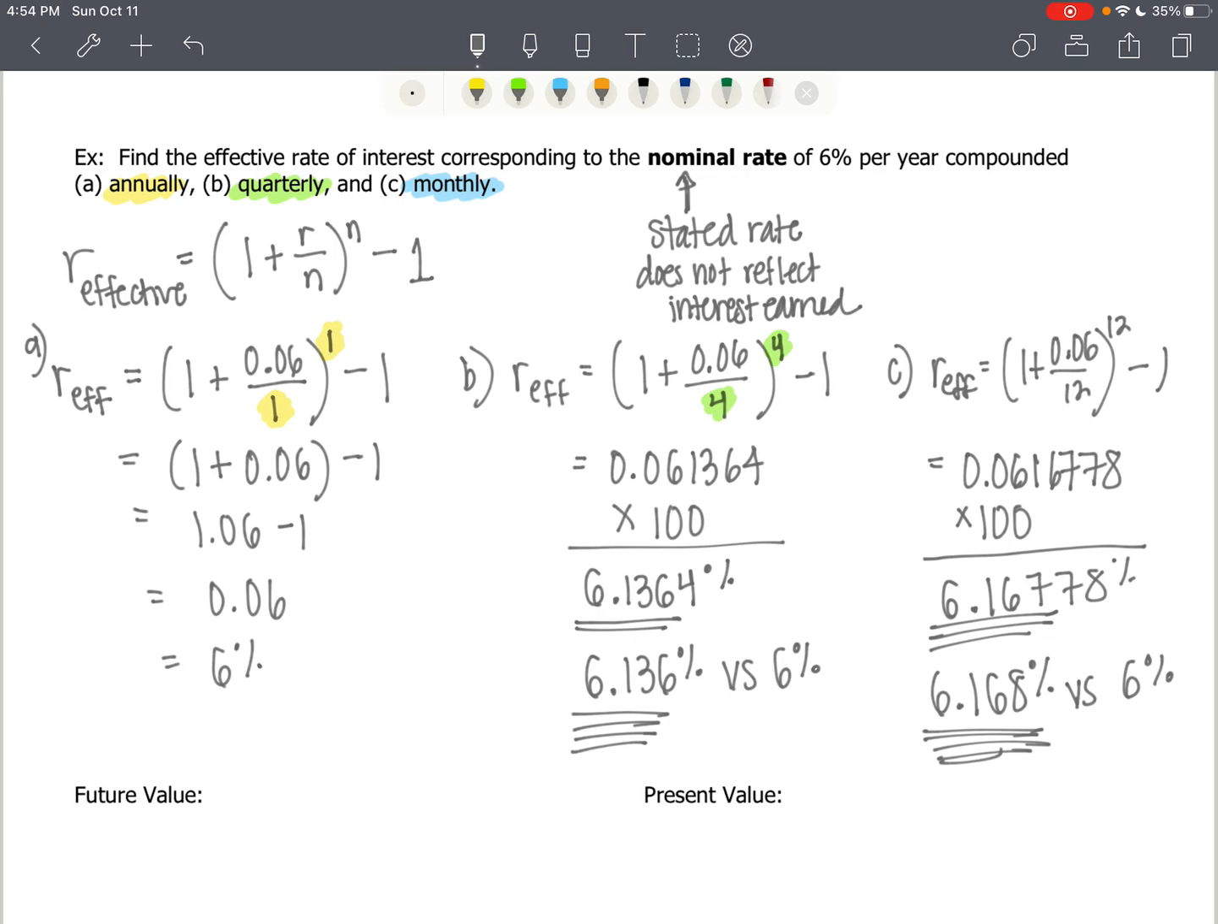The more frequently they look at your account, the higher the actual rate of interest. So the annual rate is 6%. That's called the nominal rate. It's your annual interest rate. But your actual interest rate, if they compound your money more than once a year, this is just once a year, so that equals the nominal rate. But 4 times a year is higher, and 12 times a year is even higher than that.